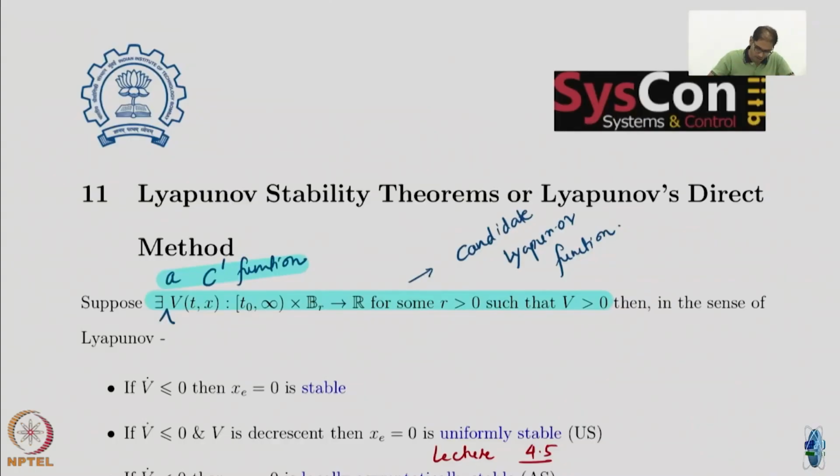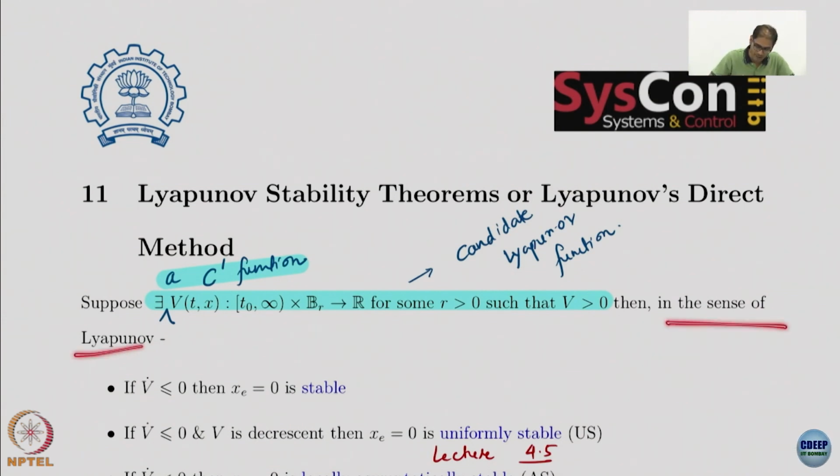If there is a nice C1 function V mapping time and states in a domain to real numbers such that for some r positive it is positive definite, this highlighted assumption, if you have this assumption satisfied, then this function V is called a candidate Lyapunov function. This is the terminology. If it is a C1 function of time and states and positive definite, then it is a candidate Lyapunov function.